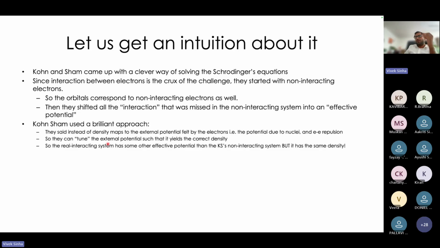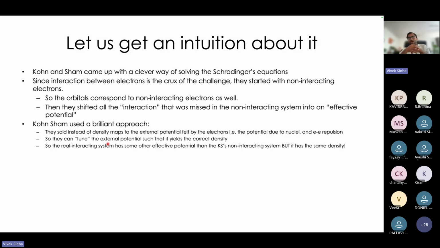So they said, okay, let's forget about the interaction altogether. I'm not going to even average. It's non-interacting. They must have been really bothered by it. So let's forget about the interaction. Now the orbitals correspond to non-interacting electrons. Orbitals also correspond to electrons that are not interacting.